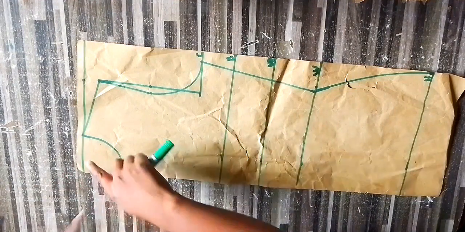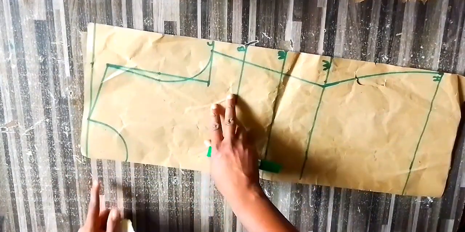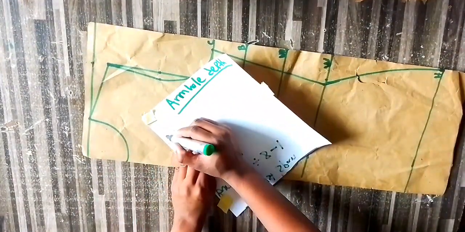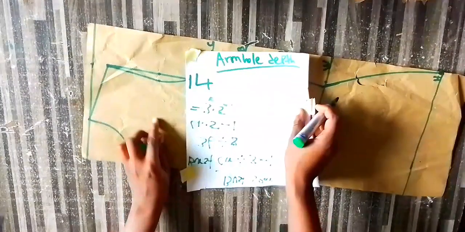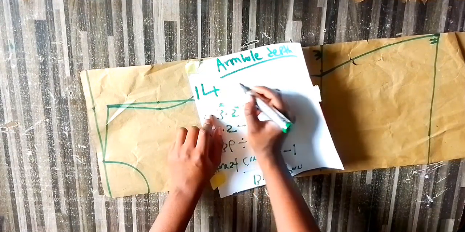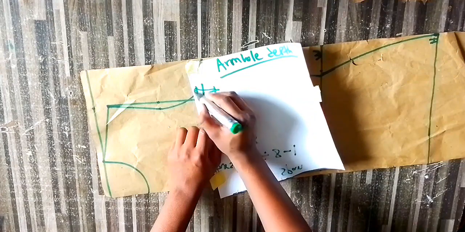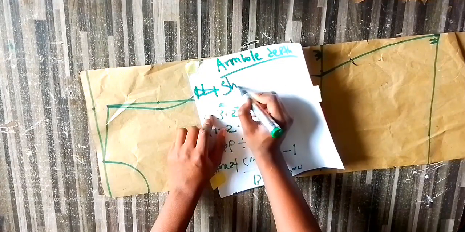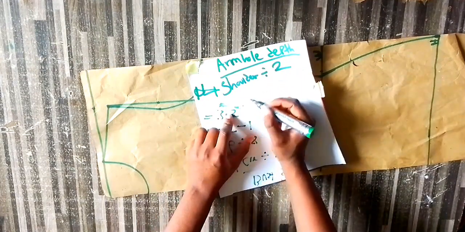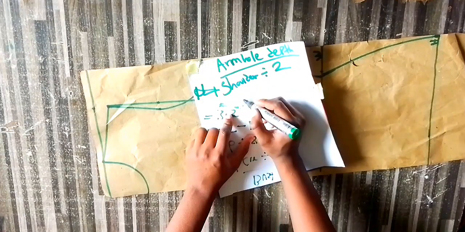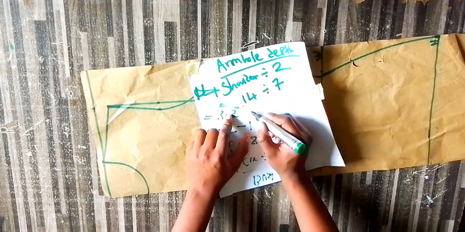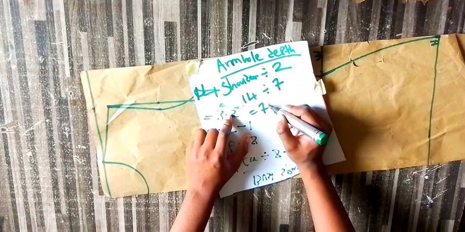I hope you understand. If you have the shoulder of your client, in this pattern paper the shoulder is 7 inches. Because it is already divided, 7 plus 7 is 14, so the shoulder of the client is 14 inches. Just measure one shoulder to the other. The formula is shoulder divided by 2, which gives you your armhole depth. So the shoulder is 14 inches divided by 2, and that will give you 7 inches.